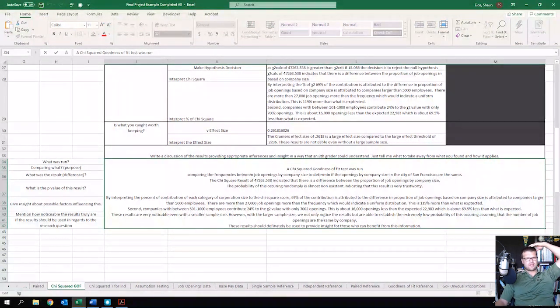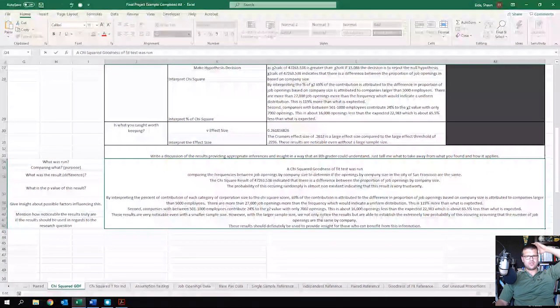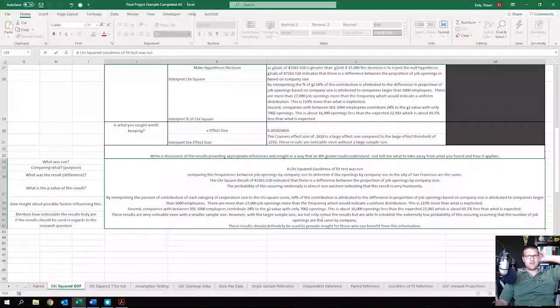However, with the larger sample size, we not only notice the results, but are able to establish the extremely low probability of this occurring, assuming that the number of job openings are the same by each company. So in other words, because we have such a large sample size, we can see that there's a big effect size, but we can also see that the probability of being wrong is very small.